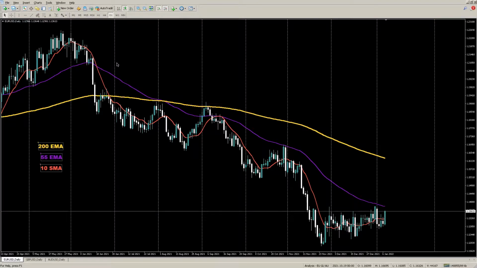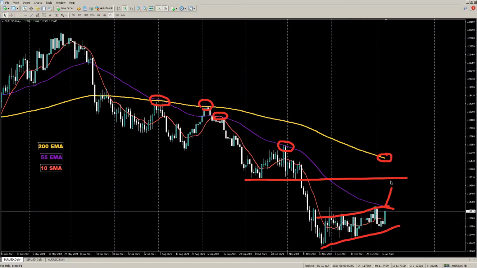But the key ones will be the 55 and the 200, where you see that price respects them. Rejected there and rejected here and rejected at the 55, and it gets weaker. It comes up to test the 55 again and is still rejected. And now it's coming up to test the 55 again. So we'll see if there's going to be another rejection or whether it's finally going to break through. But even if it breaks through, it's still going to be pretty tough to get back up to the 200 EMA on a daily time frame, as this will be the next level of resistance.